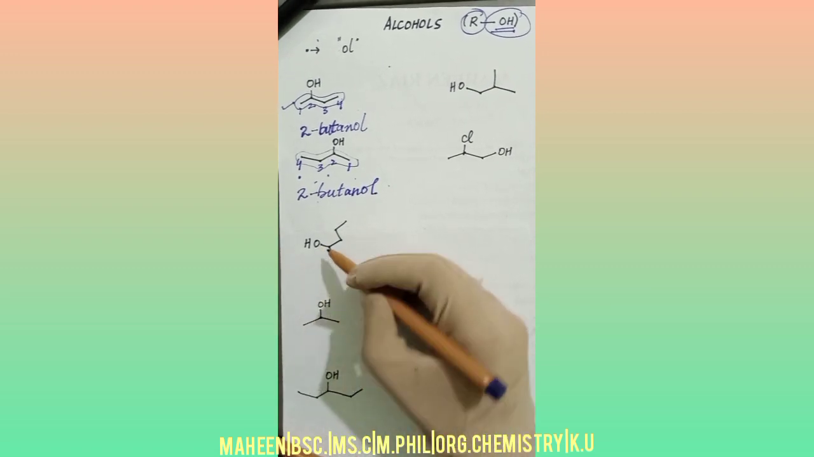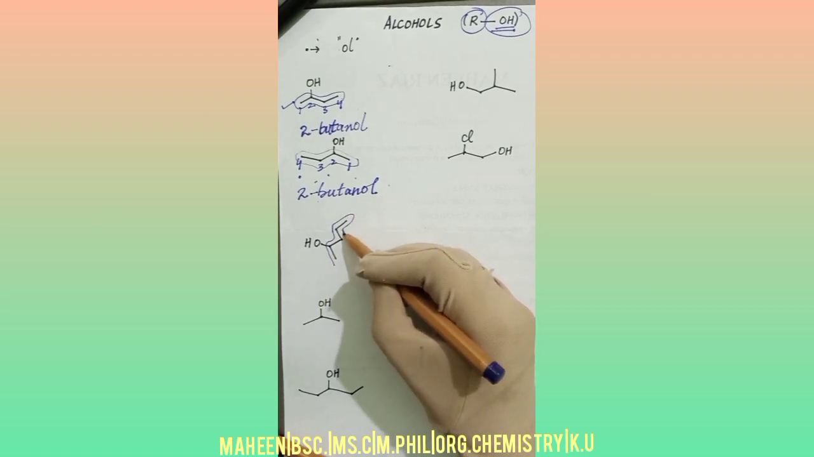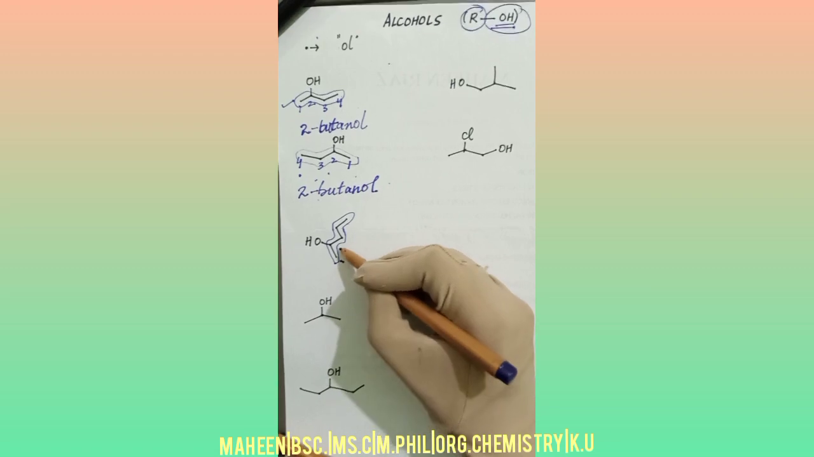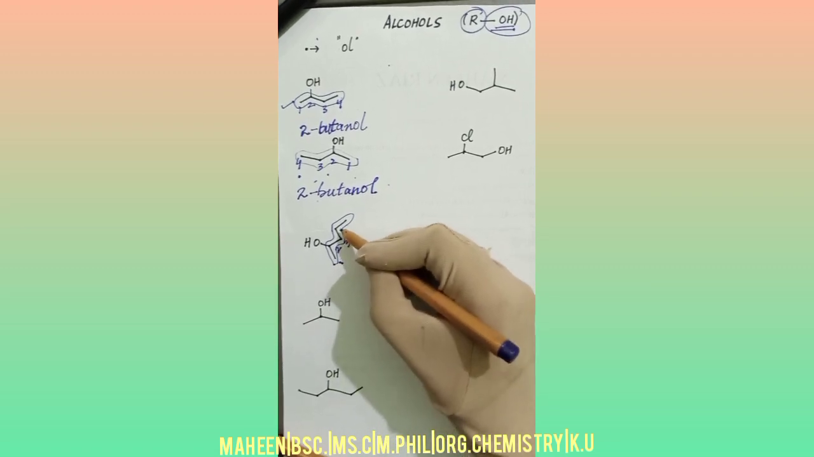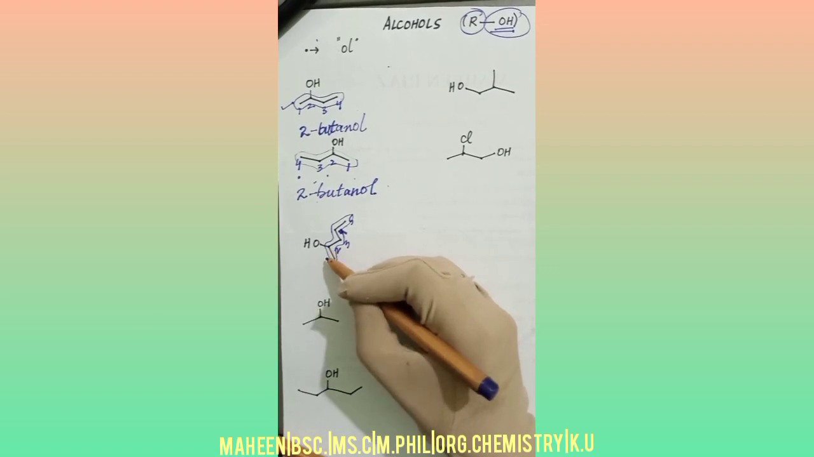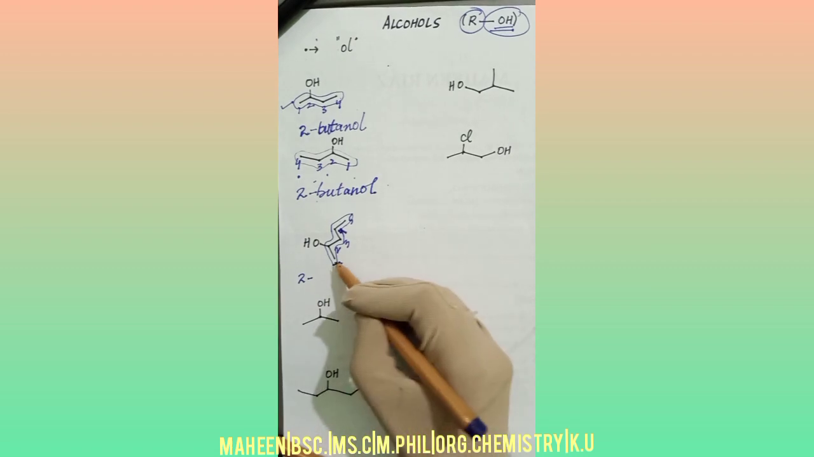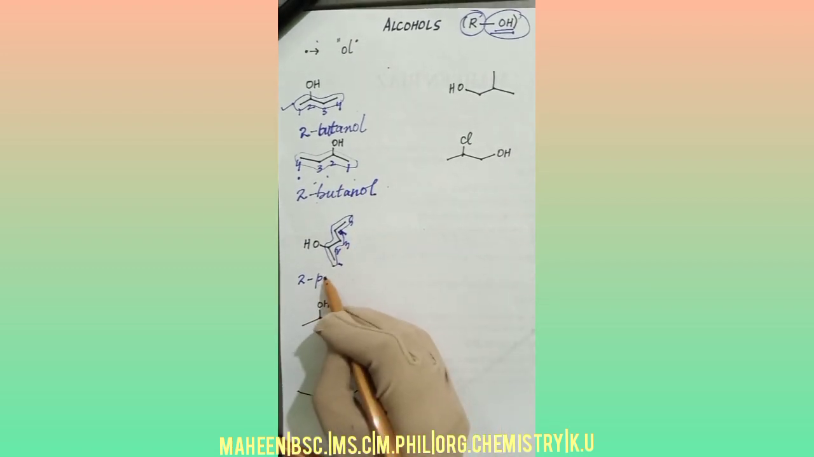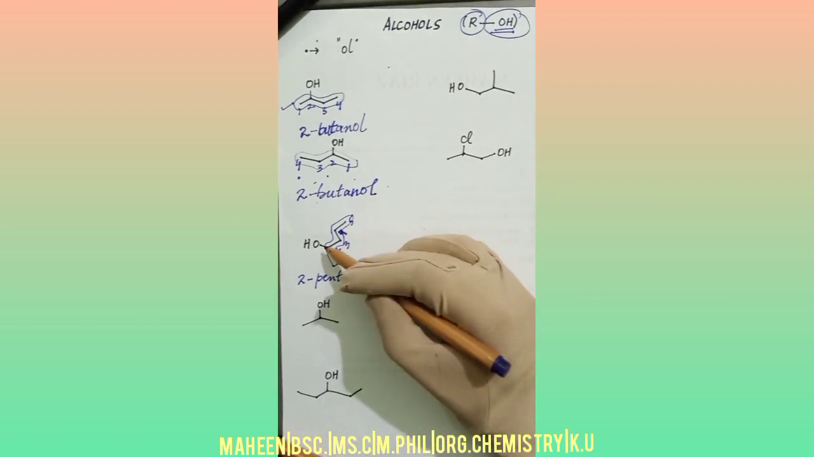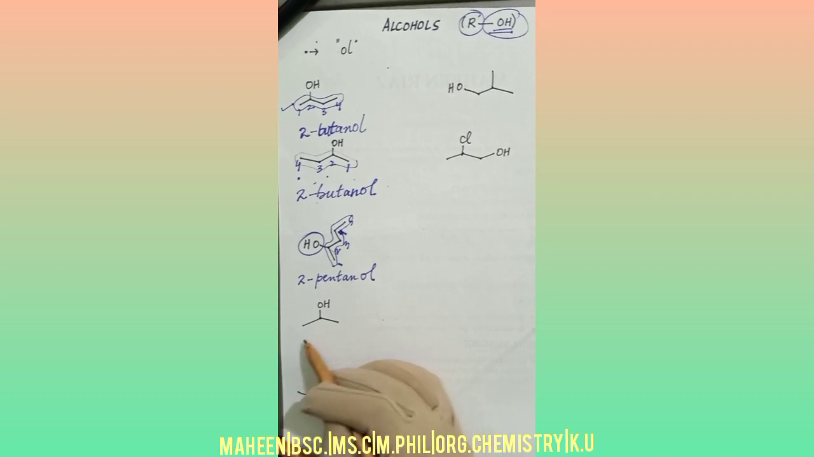Now coming to the next molecule, our longest chain will be this. Numbering from 1, 2, 3, 4 and 5. OH is again present at the second position, so I will write 2. How many carbon atoms? 5. Pentanol. Just because of OH I'm writing "ol".